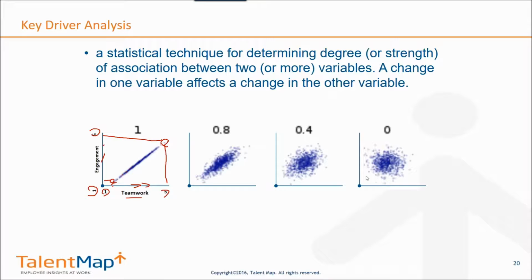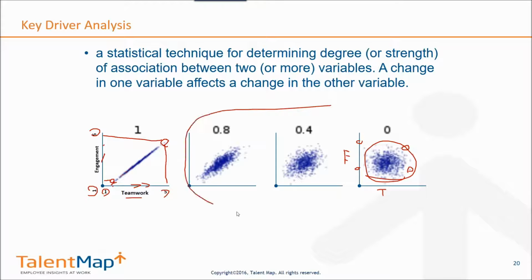Now, at the other end of the spectrum, we're looking at a shotgun blast, and there's no pattern to this or no correlation to this. If this was teamwork at the bottom and engagement on the vertical axis, basically what you could say is, well, some people scored high on teamwork and relatively low on engagement. Other people scored high on teamwork and high on engagement. So there's no pattern to the data. There's no line or predictability of the data.